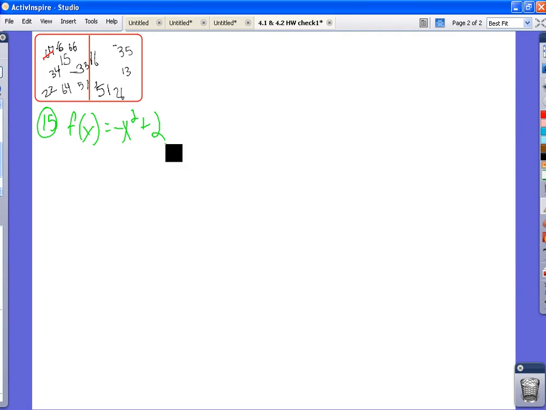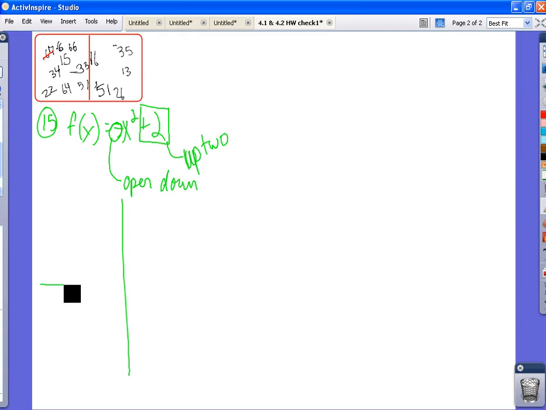So we're going to graph the function, compare with the graph of x squared, y equals x squared. What is this plus 2 going to do to the graph? Up 2. And what else is going to happen to the graph? Open down. Open down, very good. It's negative, we'll make it open down. So, it'll move up 2.